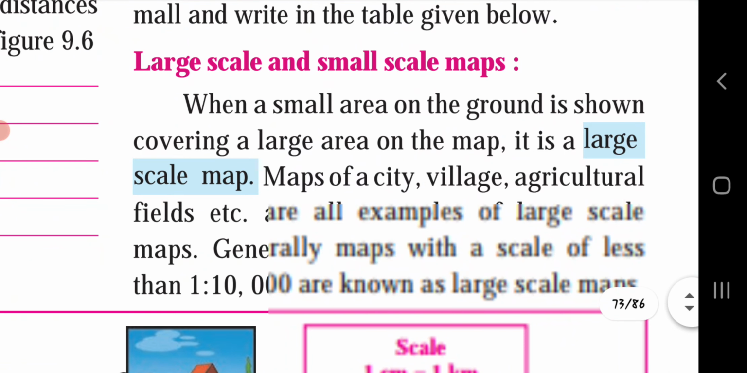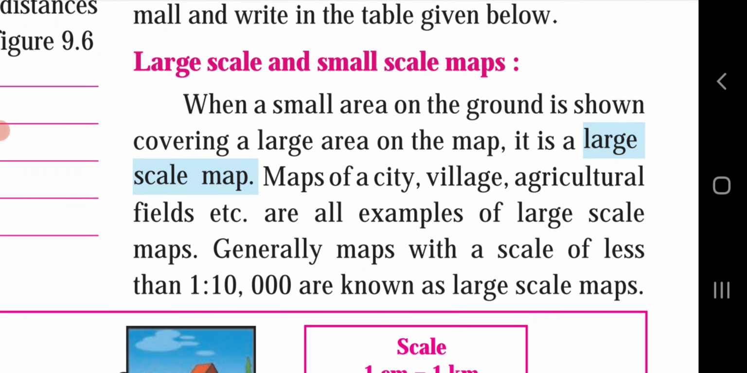What are large scale and small scale maps? I just told you, once again I will repeat. What are large scale and small scale maps? Large scale maps are maps which give detailed information about small areas like a city, village, etc., and are expressed on a scale having a ratio larger than 1:10,000. These are known as large scale maps.